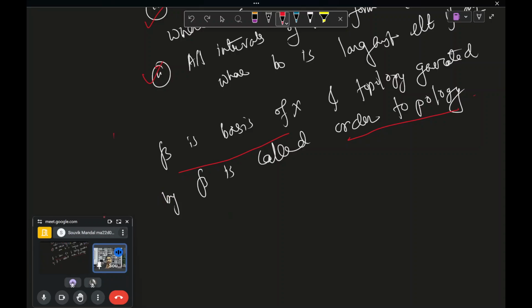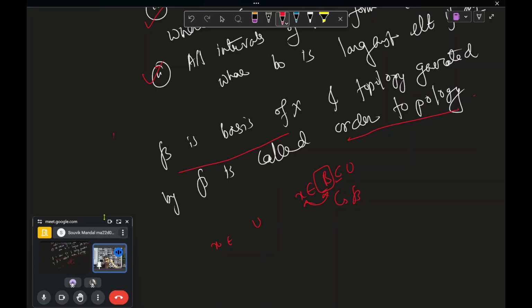Since beta is a basis, in the order topology, if you take any point and any open set containing that point, then there is a basis element in between, contained inside it. Okay, so this is what the order topology means. So that's it, there is nothing more to say.